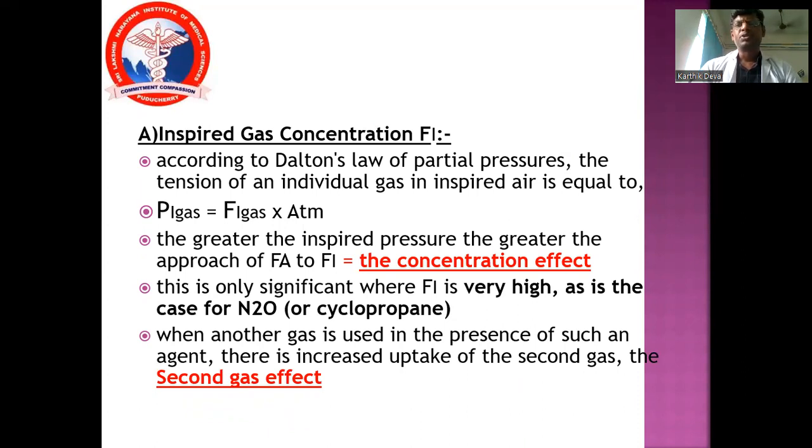According to Dalton's law of partial pressure, the tension of the individual gas in the inspired air is equal to the fraction of inspired gas times atmospheric pressure. The greater the inspired pressure, the greater the approach of FA to FI, that is the concentration effect. This is only significant where FI is very high, as is the case for nitrous oxide. When another gas is used in the presence of such an agent, then there is an increased uptake of the second gas. This is called the second gas effect.